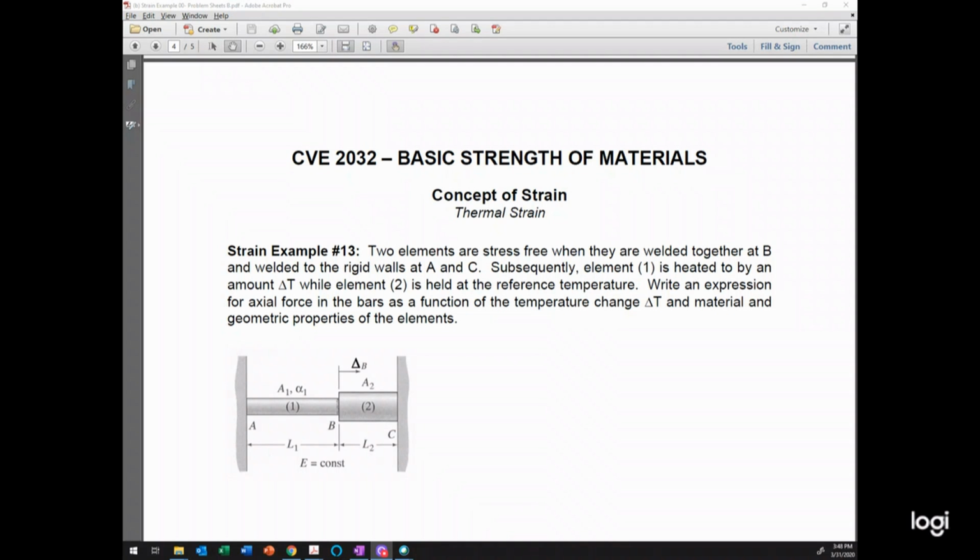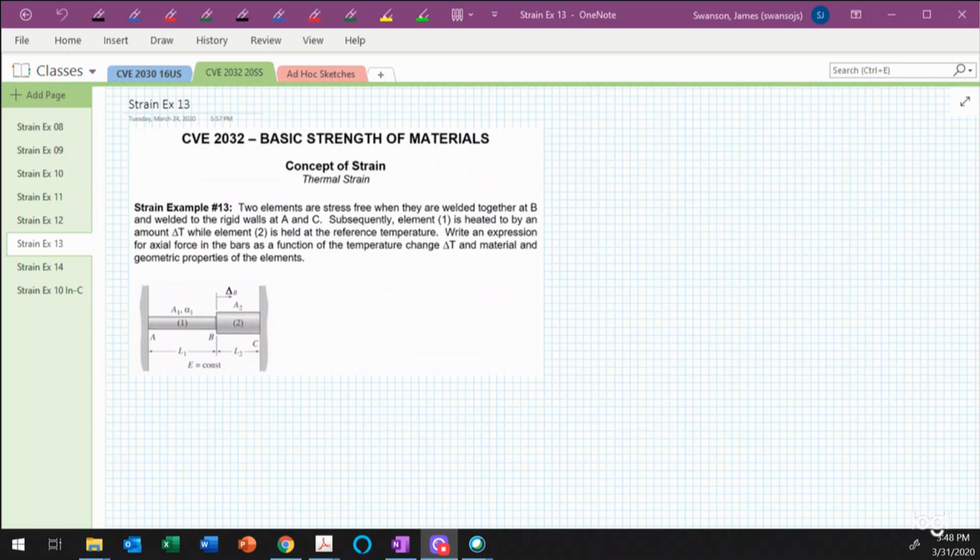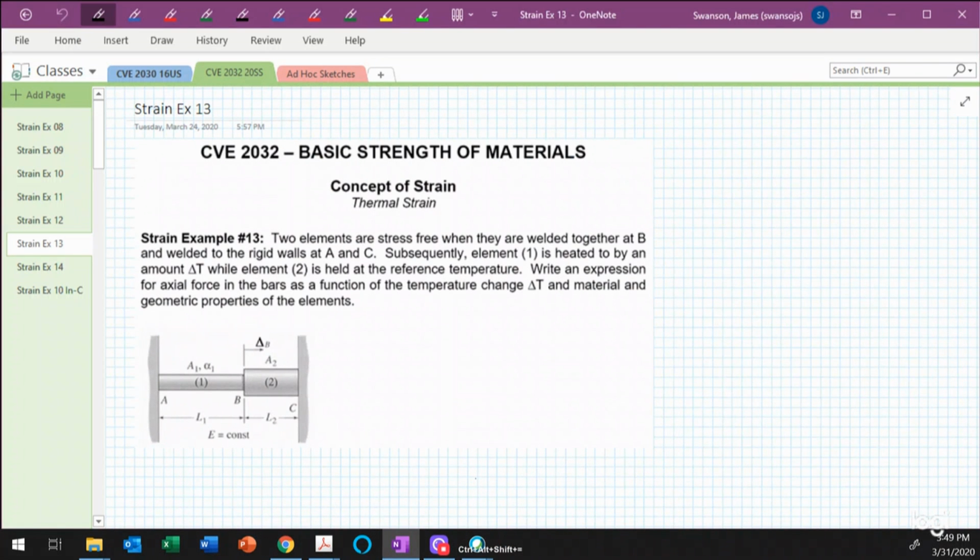All right, so let me switch over to OneNote where I can do some sketching. And I'll zoom in here just a little bit. Okay, so we have the problem statement. We have the sketch of the problem. So E is constant, same material for both element 1 and element 2. We have two cross-sectional areas, A1 and A2. The diameters aren't given, the lengths aren't given, etc.